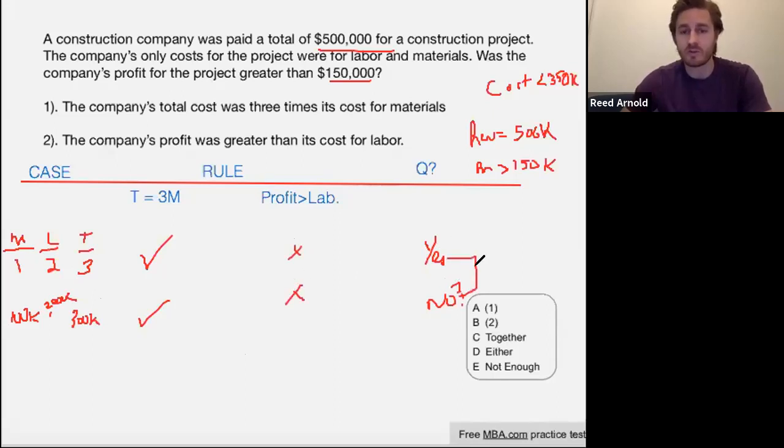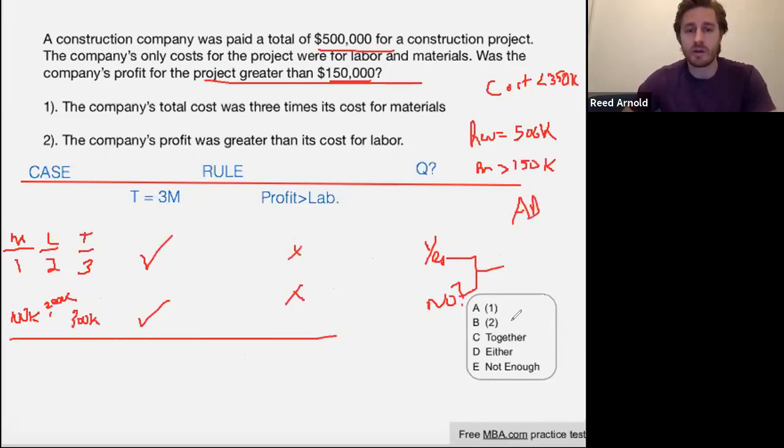And so I have a situation where I don't know which circle I'm in. Am I in the greater than $150,000 profit circle, or am I in the less than? I don't know. Okay. So statement one is insufficient. I know it's not A or D. Now I go to statement two. I don't need to worry about this rule for a moment.